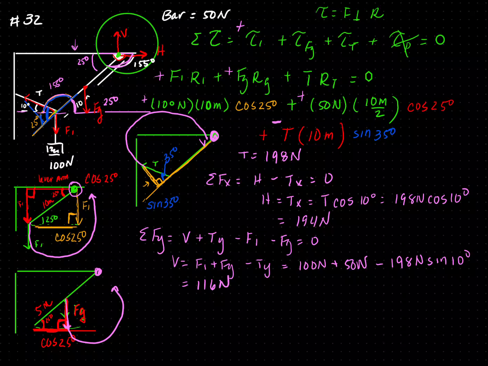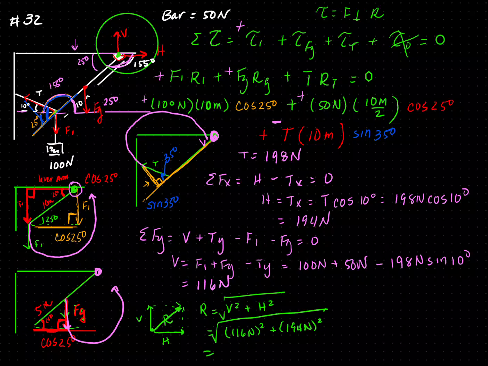So my pivot point has a V going up. It has an H going across. If I draw my parallelogram, it goes from the tail to the tips. This is my R. This is my V. This is my H. So my resultant is V squared plus H squared, take the square root. That is 116 newtons squared plus 194 newtons squared, take the square root.